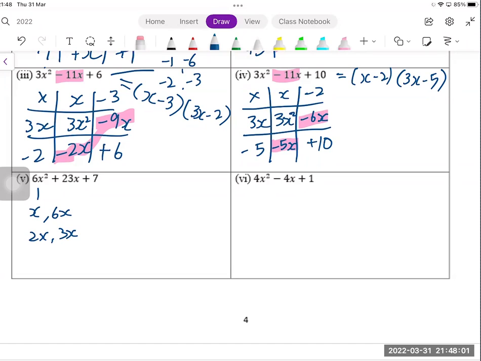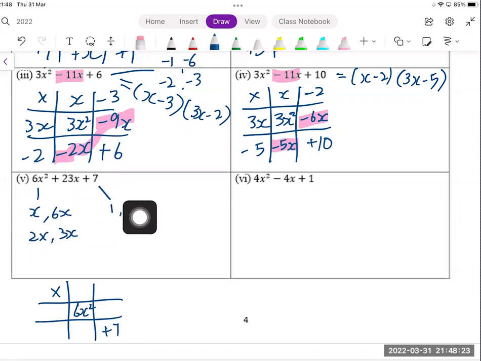Luckily, to make it easy for you, the other one they just give you 1 and 7. So when you try this out, I have 6x squared here. This is plus 7. So you need to start to think, I'm going to hit one of these to 1 and 7. How do I get a 23? Of course, I can't hit 6 and 7, that will give me 40 something. If I hit 6 and 1, 7 and x, that will give me just 6 plus 7, which is 13, not enough. So from there, I can already know that x and 6x is not correct.